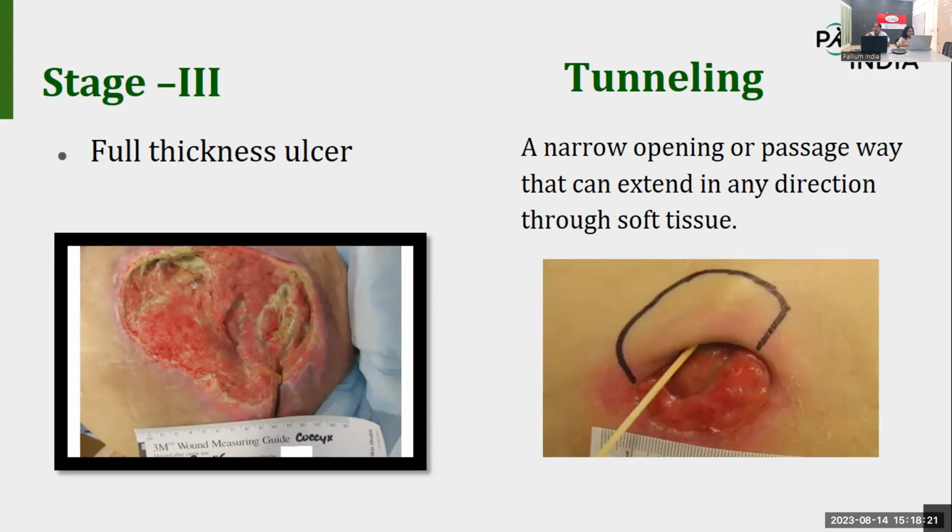Tunneling is a narrow opening or a passageway that can extend in any direction through soft tissue. It can be in the adjacent areas, that is nearby areas of the ulcer, tunneling towards the upper part or lower, wherever there is a space in between, right? So any direction it can be there. That narrow passage is called tunneling. It can be checked with a small stick, and we have to measure how much length it is going inside, right?